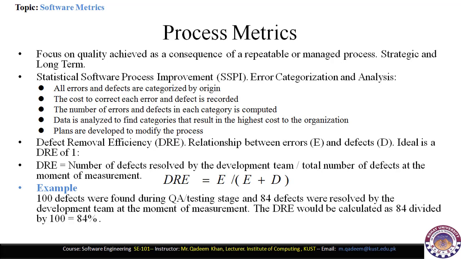So the closer the value is to 1, the more ideal it is. If the value becomes smaller, that means the program is full of errors.